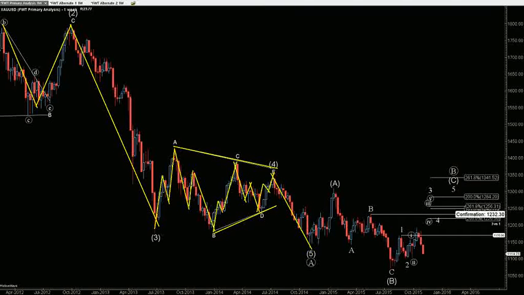And what I was tracking for a little while is the idea that we could have had a 3-wave move up, 3-wave move down, even though it made a new low. This could have been a pattern called an expanded flat, which would have had this counter trend move heading up into about the 1300 area.